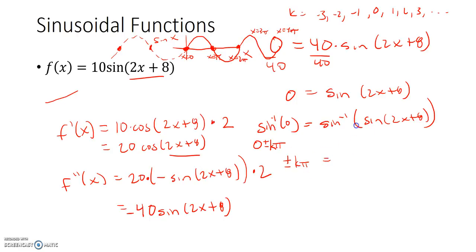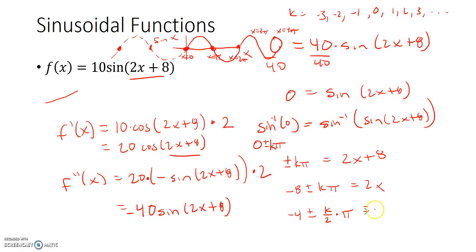Okay, well now the sine inverse of sine, if we take the inverse of a function of a function, will just leave us with 2x plus 8. And so if we solve for x, then we get -8 plus or minus k pi equals 2x. And then if we divide that whole thing by 2, we get -8 divided by 2 is -4, plus or minus, k is a constant, so that's k over 2 times pi.